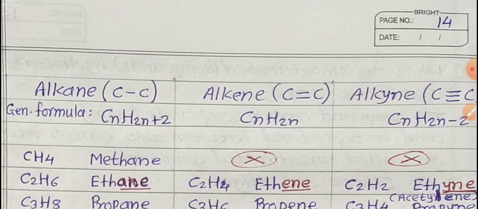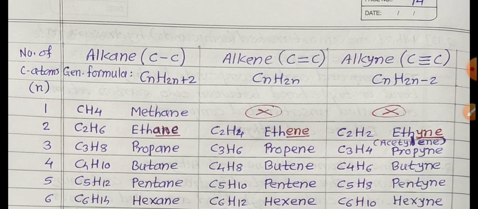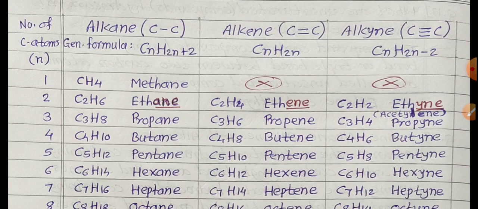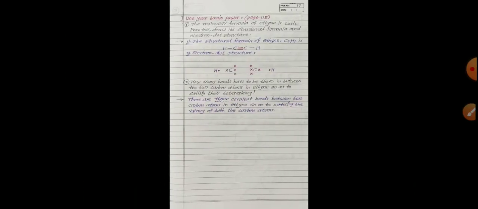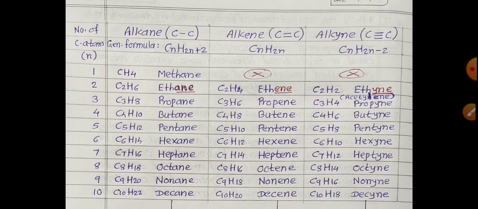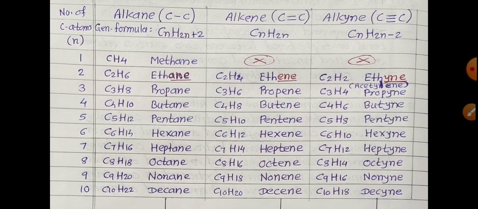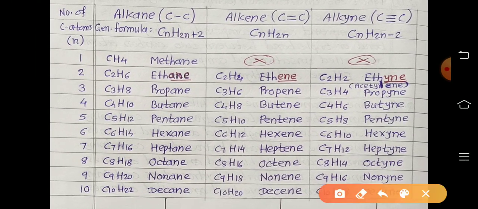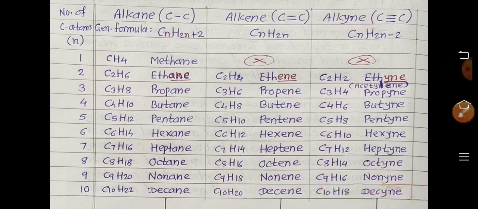Next, I will show the series. The number of carbon atoms is indicated by the letter n. Alkane means carbon single bonds. General formulas are also mentioned here. This is your basic information as per the number of carbon atoms present. So that is the alkane series, alkene series and alkyne series. Formulas are also shown.